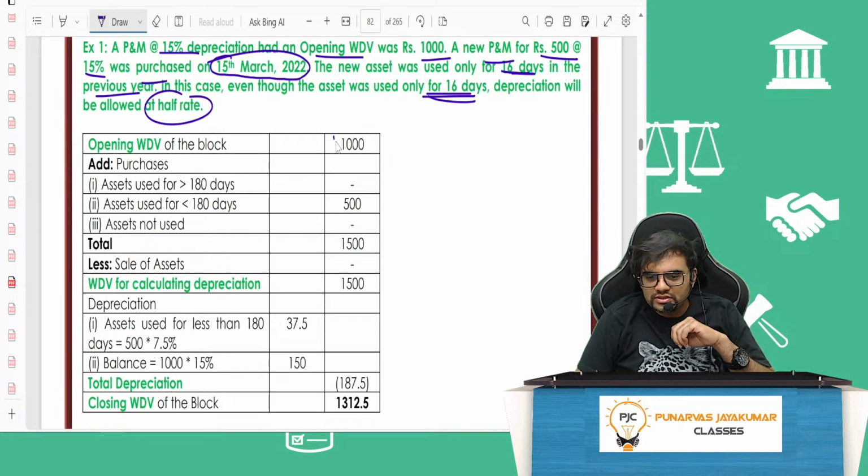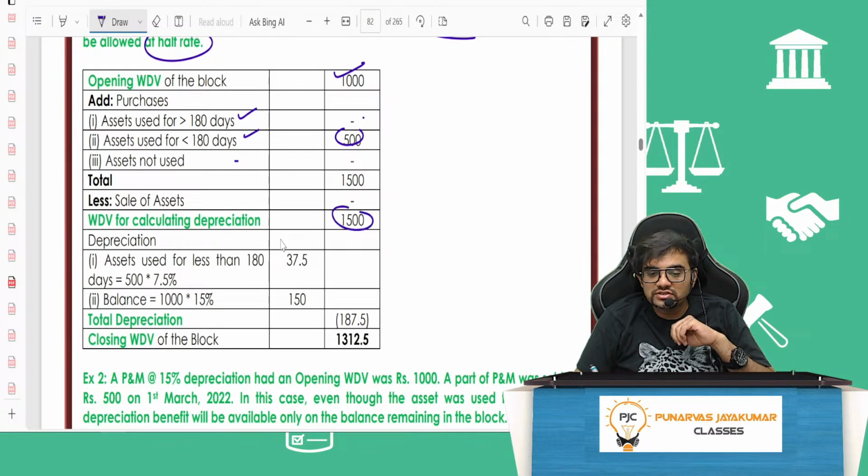So opening block this, add purchases: asset for more than 180 days nil, less than 180 days 500, not used at all nothing. Less sale of assets. WDV for calculating depreciation 1500. Depreciation, asset used for less than 180 days, how much? That is 500 into 7.5%. Balance 1000 at 15%. So overall is this.